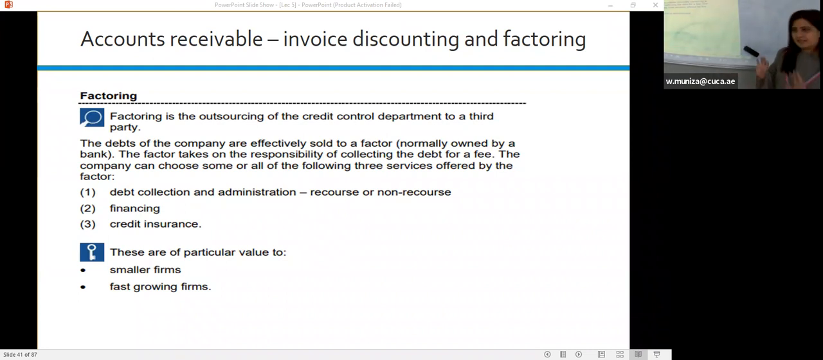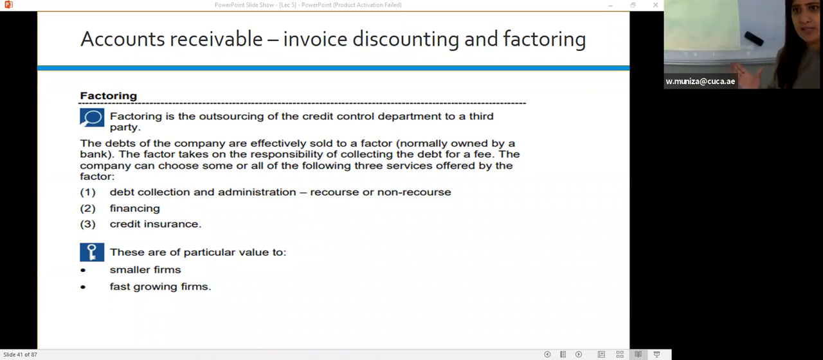Factoring. So invoice discounting we have understood, but in factoring, what is going to happen? We are going to outsource the process wholly. Instead of taking the discounted amount from the discounter, in factoring we are completely going to outsource the responsibility to a person known as a factor. Factoring is outsourcing of the credit control department to a third party.